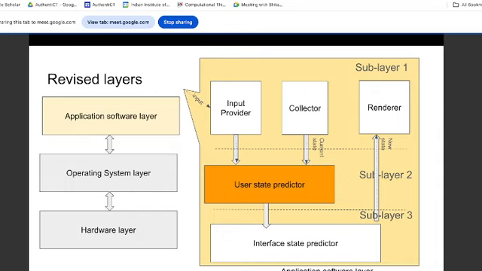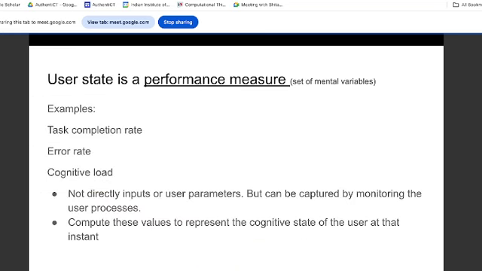Now we talk in more detail about the user state predictor sublayer. So what is the user state? It is a performance measure. It is a set of mental variables, or you can say it comes out of the mental variables, and gets measured. So for example, task completion rate: a user takes this much time to complete so many tasks. So the task completion rate is the user's capability of finishing up a task.